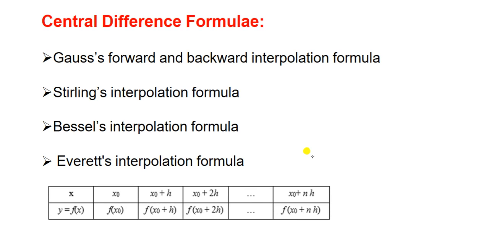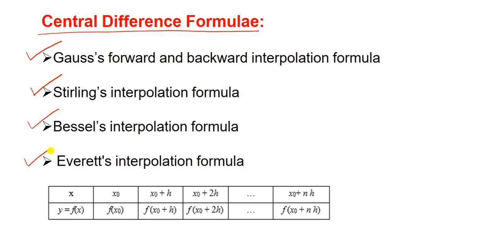Hello everyone. Today I am going to explain central difference interpolation formulae. The first is Gauss forward interpolation formula and Gauss backward interpolation formula. The second one is Stirling interpolation formula. The third is Bessel's interpolation formula, and the fourth is Everett's interpolation formula.